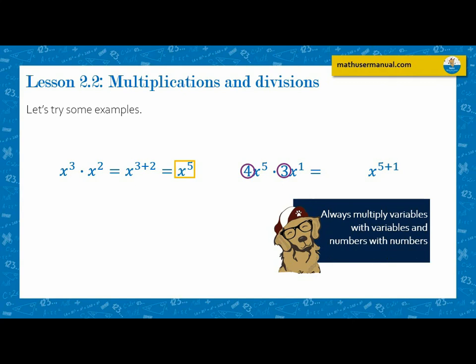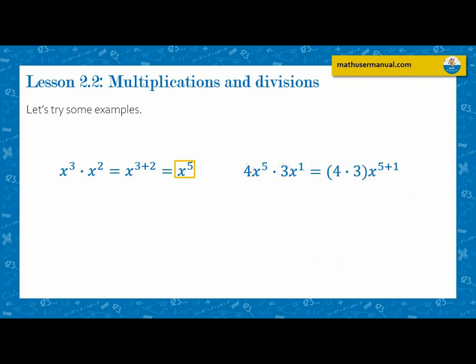plus 1. And then numbers with numbers, so we multiply the 4 and the 3 together, leaving us with two multiplications. 4 times 3 of the coefficients, and 5 plus 1, which is a multiplication of x to the power of 5 times x to the power of 1. 4 times 3 is 12, 5 plus 1 is 6. We get that this is 12 times x to the power of 6.